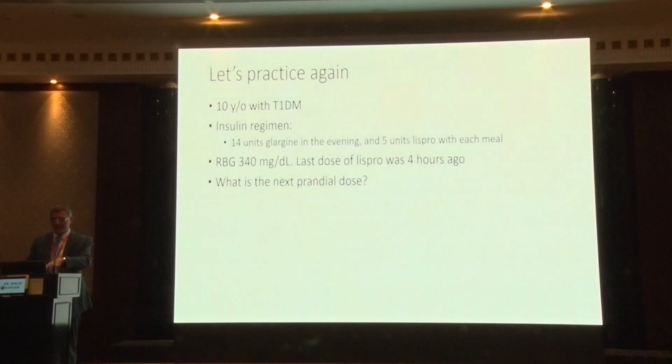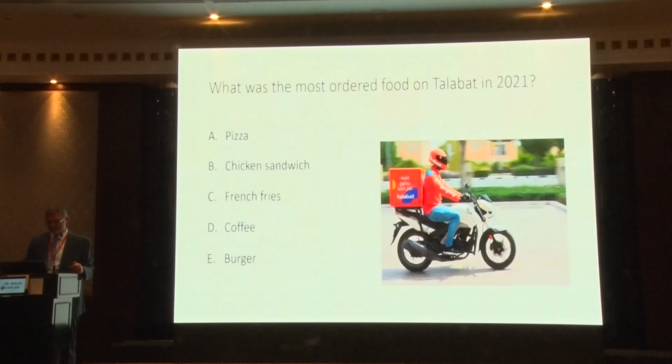I basically had another case for practice, but for the sake of time, I'm going to pass it, and my daughter forced me to put in a non-diabetes related question, as I usually do. And my question is, what was the most ordered food on Talabat in the year 2021, when we still had the COVID effect? That's in UAE. Is it pizza, chicken sandwich, French fries, coffee, or burger?